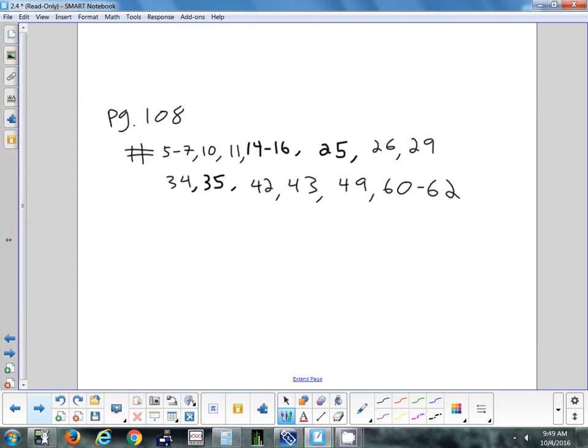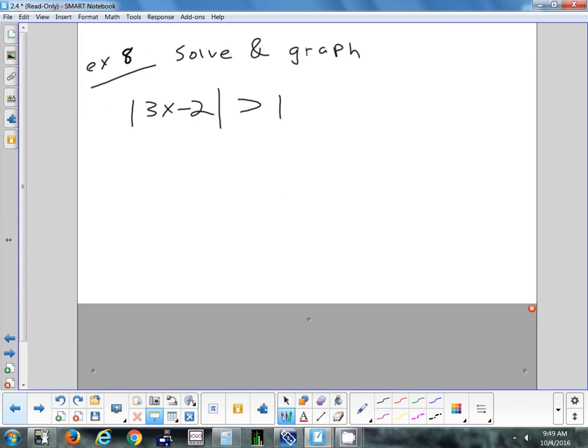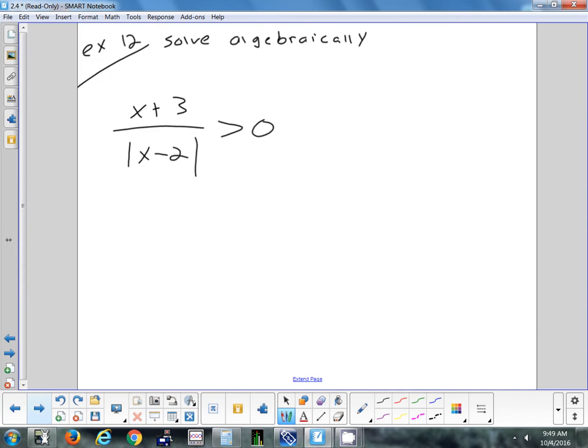All right, so these are all calculator ones. I'm going to skip over that one. That's pretty much the same type of problem we just did, except it's an "or," not an "and." So let's go to the last one, on the calculator. Are we all going to be okay? So x plus 3 is divided by the absolute value of x minus 2, and it says that's greater than 0.